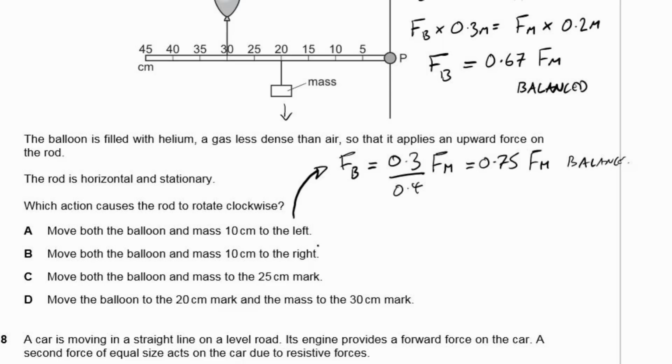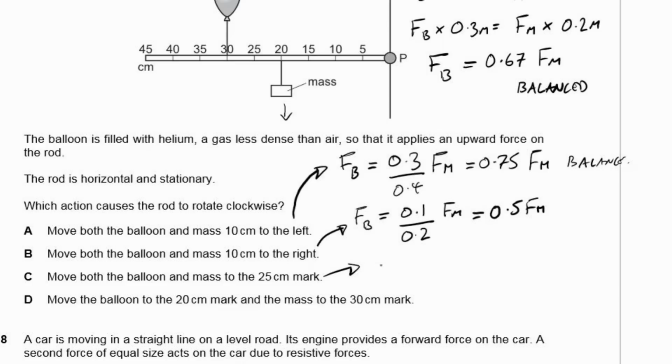Let's look at the second option. Move the balloon and the mass 10 centimeters to the right. Okay, let's see what happens there. The force from the balloon is then equal to 0.1, which is where the mass will end up at, divided by 0.2, which is where the balloon will end up at. Alright, so that's 0.5 times the force from the mass.